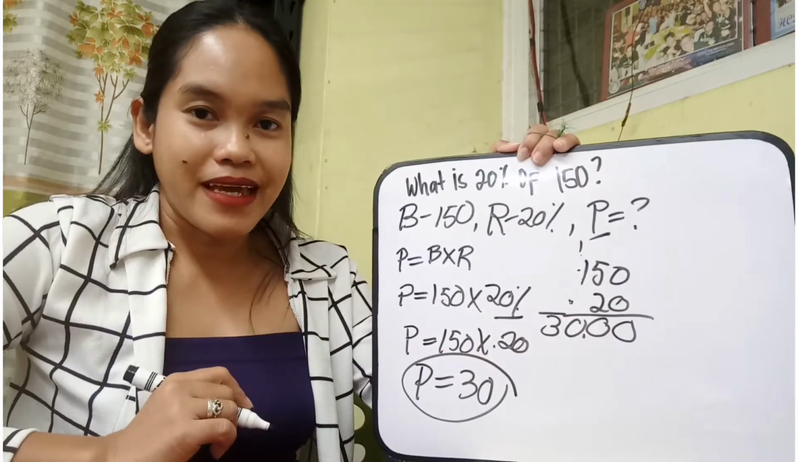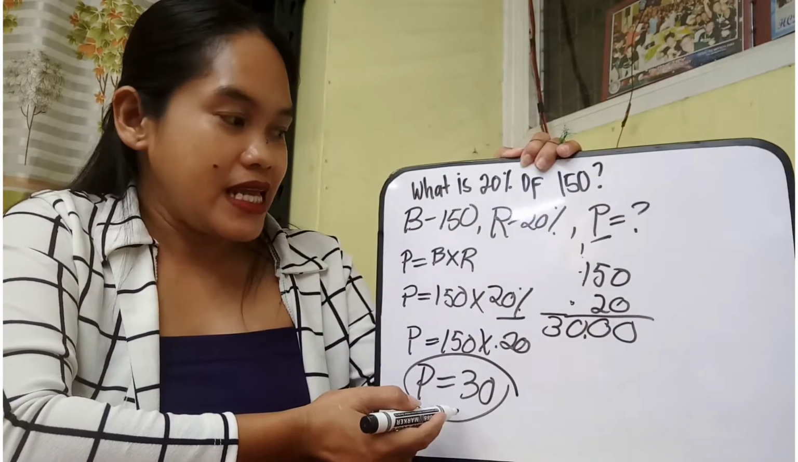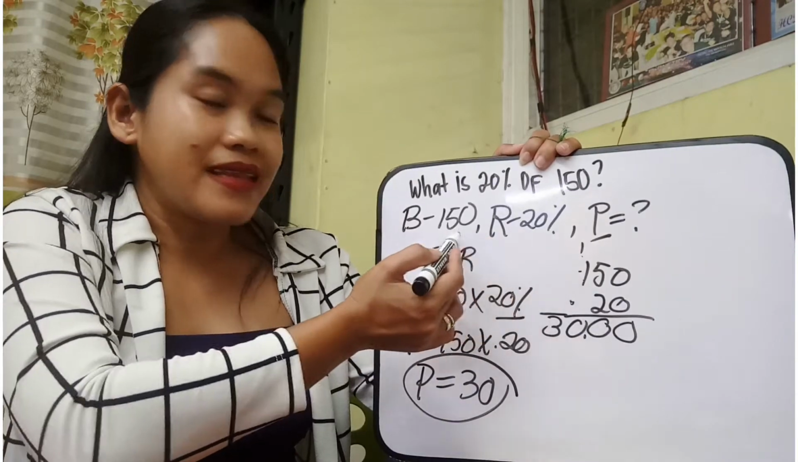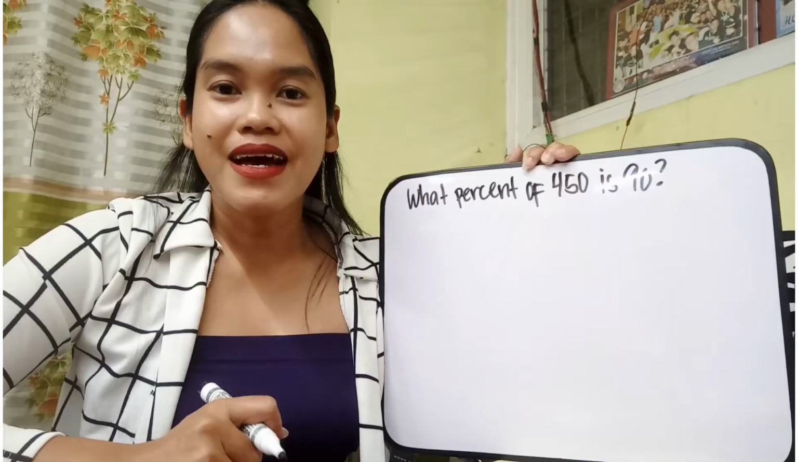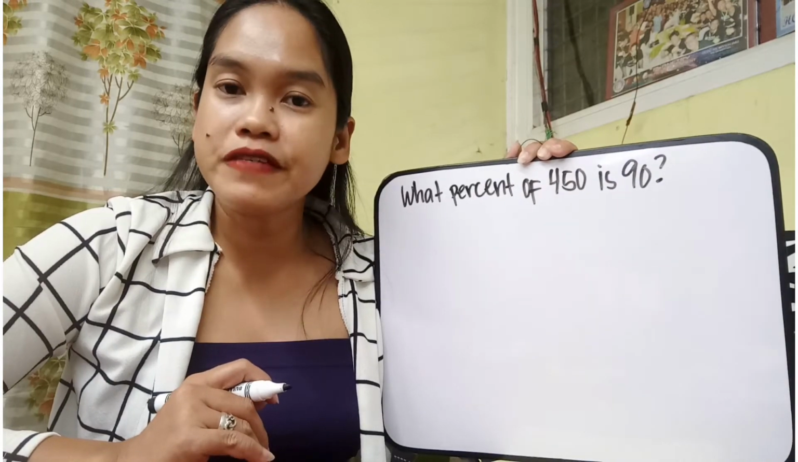Yan na yung sagot natin. Ibig sabihin, ang 20% ng 150 is 30. Or 30 is 20% ng 150. Now, let's go to our third example. That is, what percent of 450 is 90?